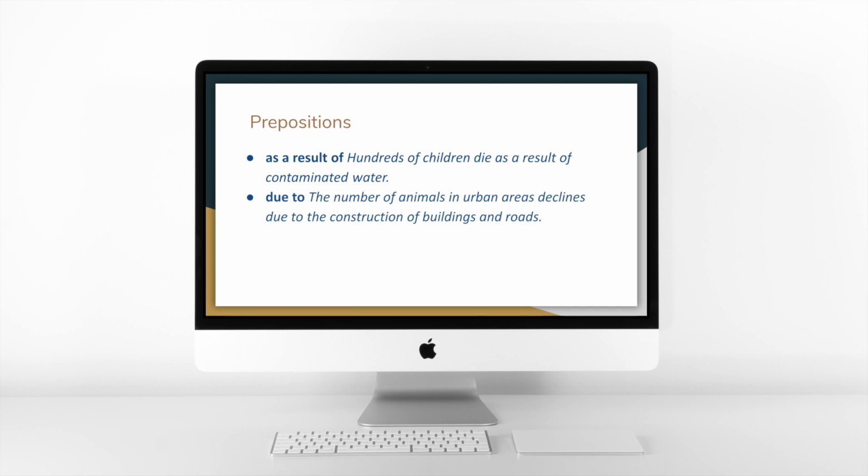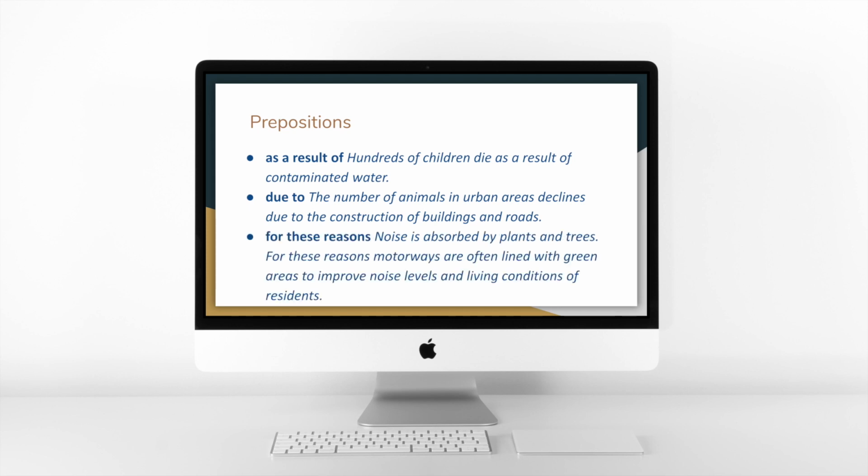The number of animals in urban areas declines due to the construction of buildings and roads. Noise is absorbed by plants and trees. For these reasons, motorways are often lined with green areas to improve noise levels and living conditions of residents.